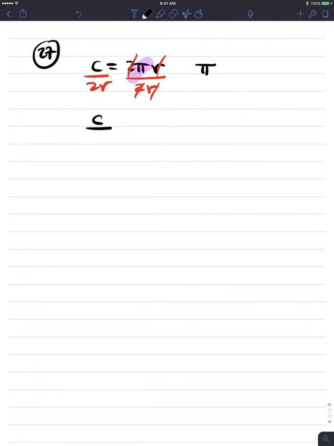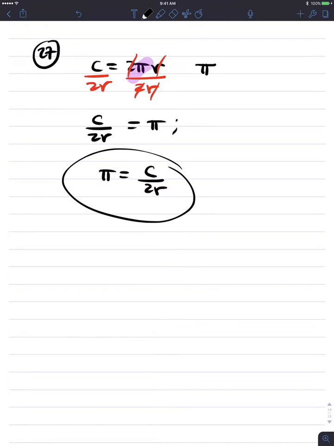Number 27. C equals 2 pi r, and we're going to solve for pi. Solving for pi, you're going to divide both sides by 2r. 2's cancel, r's cancel. We have c over 2r is the value pi, or pi is c over 2r. And you're done.